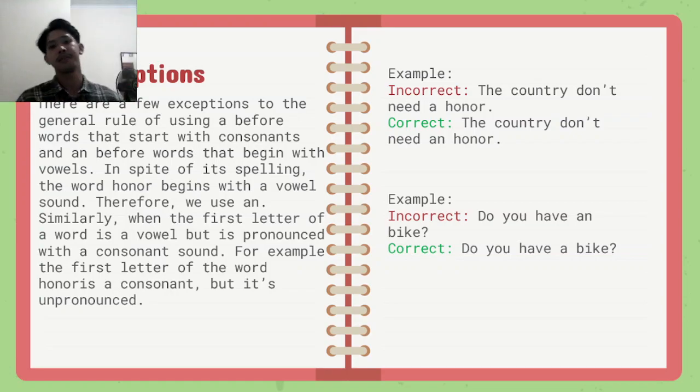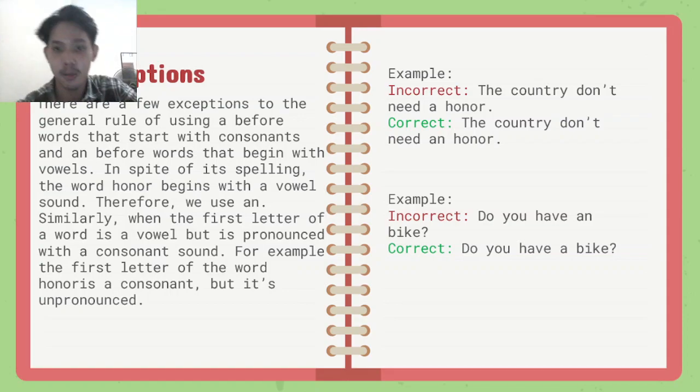For example, the country don't need a honor. It doesn't make any sense. But the correct one is the country don't need an honor, because we don't spell the H. We just say honor without H. H is silent. That's the correct one.